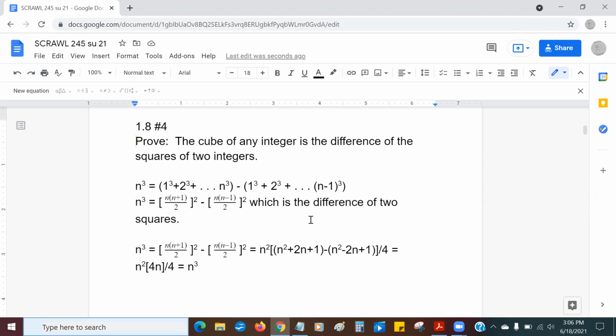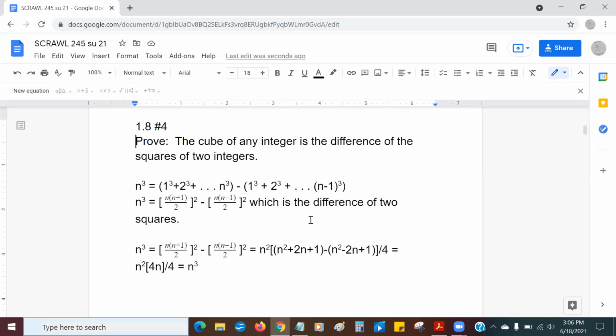So you want to prove that the cube of any integer is the difference of the squares of two integers. So if you take any perfect cube, that will be equal to some number squared minus some other number squared.